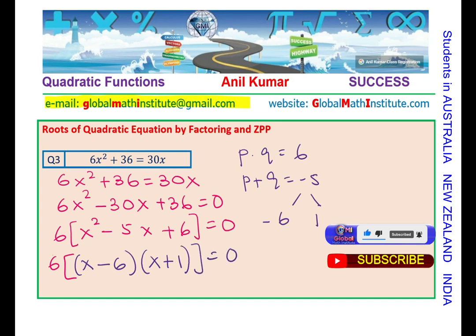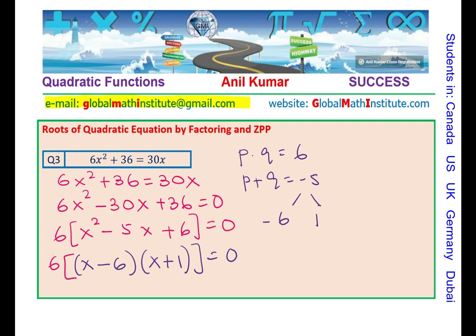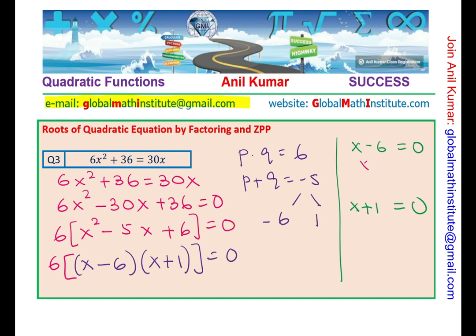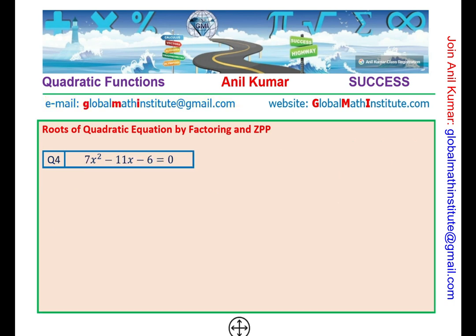Now see, using the ZPP, zero product principle, 6 cannot be 0, right? So the other two factors, which are x minus 6, we can equate them to 0. Perfect. And find the value of x. So we get x equals to 6 and x equals to minus 1. Makes sense. So that is the solution. So it is simple, right? Provided you follow properly the method.